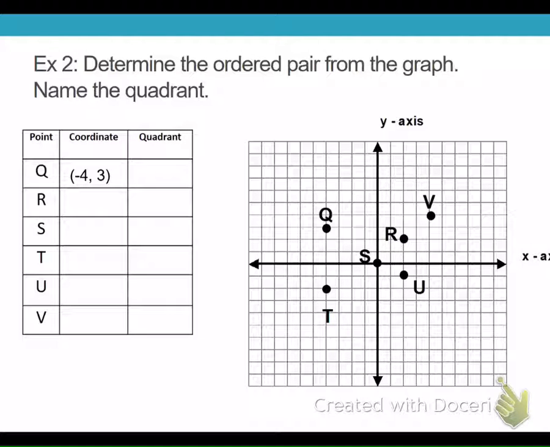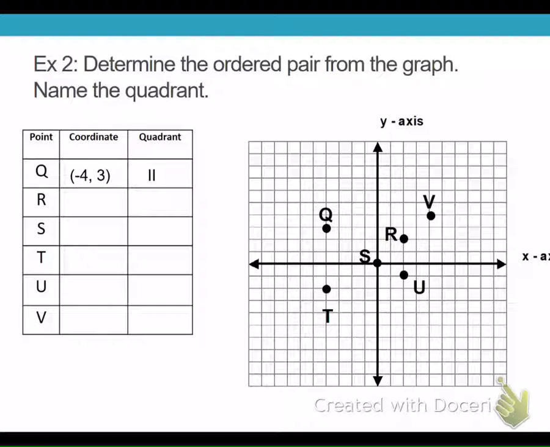What quadrant is point Q in? 2. The second. Very good. And we use Roman numerals for those. So I, II, III, IV.